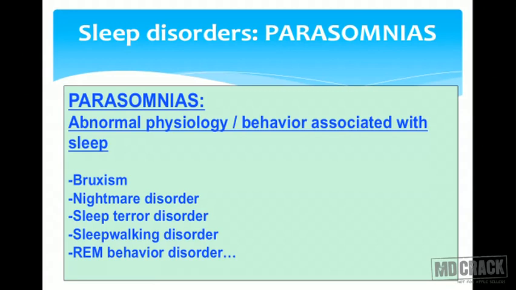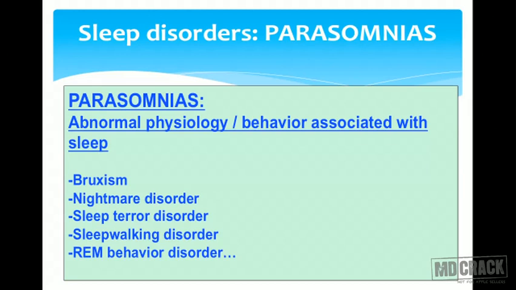We go to the next slide to discuss the disorders which are called parasomnias. The previous one was dysomnias, and it was about the timing, quality, and the duration of sleep. Parasomnia is about the abnormal physiology or behavior associated with sleep. Let's have a look at this slide, and you know the various disorders. Number one is bruxism, that is tooth grinding during sleep. Next one is nightmare disorder. I hope I have adequately trained you to know what is nightmare and what is night terror.